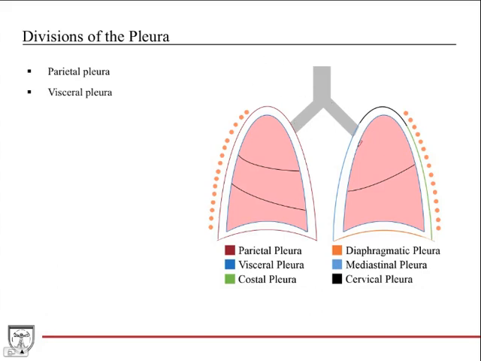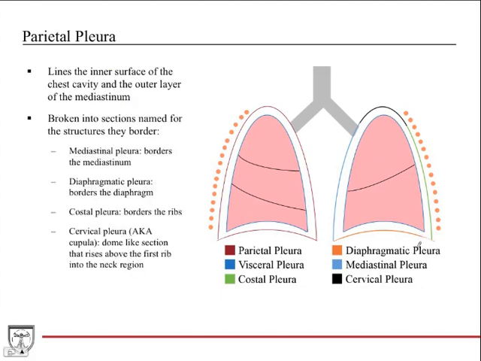This is a great diagram where we show you the different divisions. This side just shows you parietal versus visceral. This is the parietal, this is the visceral, tightly adhering, and the red is the parietal. The visceral doesn't really have divisions. The visceral is the visceral all the way through because it's tightly adherent to the lung, but the parietal has several different divisions. The parietal pleura lines the inner surface of the chest cavity and the outer layer of the mediastinum, which is a region of the thorax that contains the heart and other structures passing through.